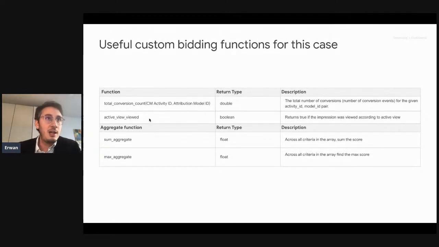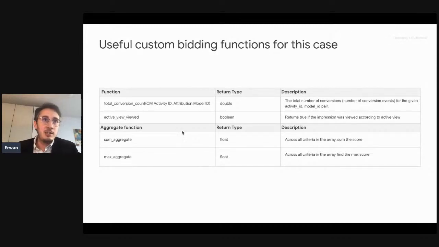And then the second function is the active view viewed function. That applies directly to the impression. So for each impression, if the impression was measured as viewable according to Active View technology, then we will return true. And if it was not measured as viewable, then we will return false.